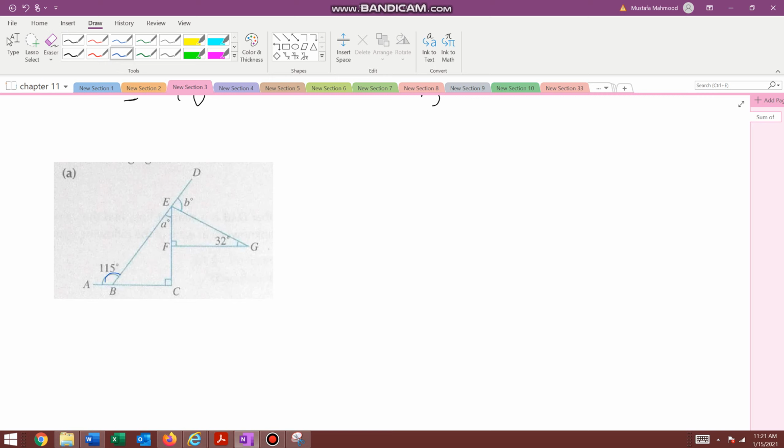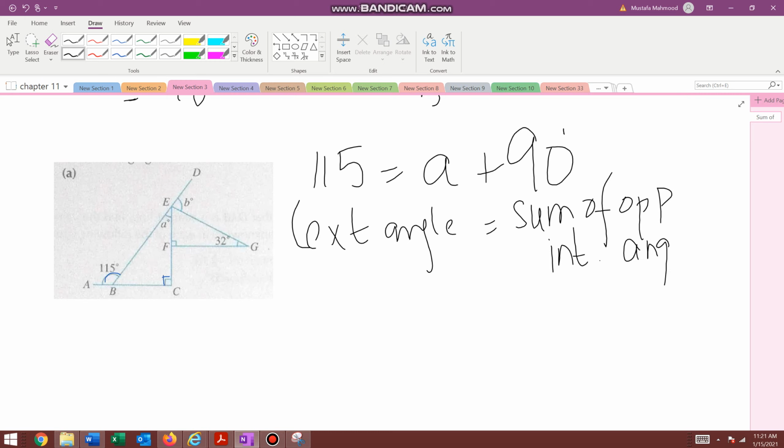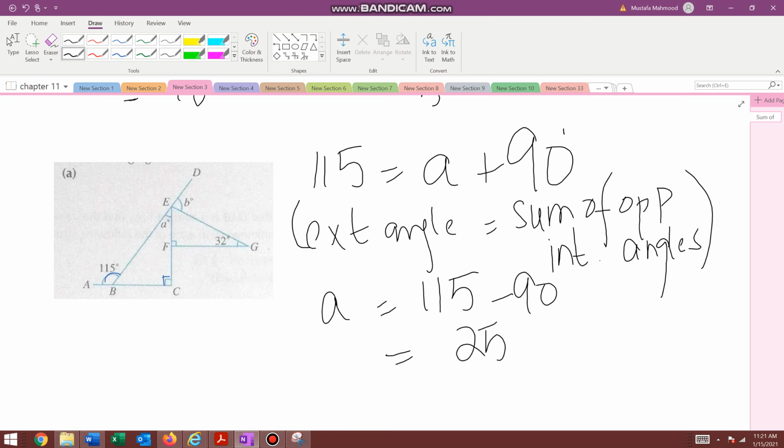And what are its two opposite interior angles? One is angle A and the other is this right angle, and a right angle is equal to 90 degrees. So you can write this equation: 115 is equal to A plus 90, because it is an exterior angle and it is equal to the sum of opposite interior angles. Okay, so from here you can find the value of A. A is equal to 115 minus 90, so that will give you 25.